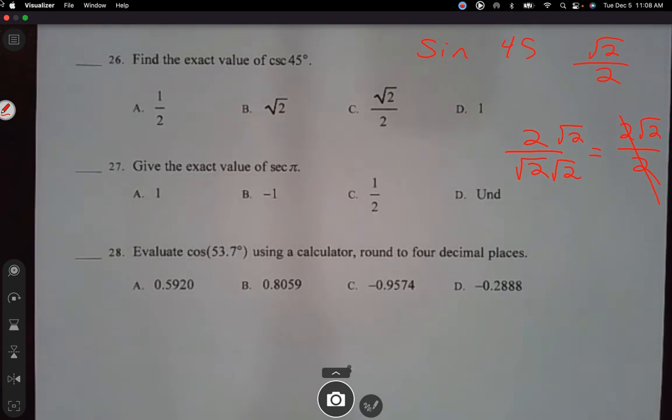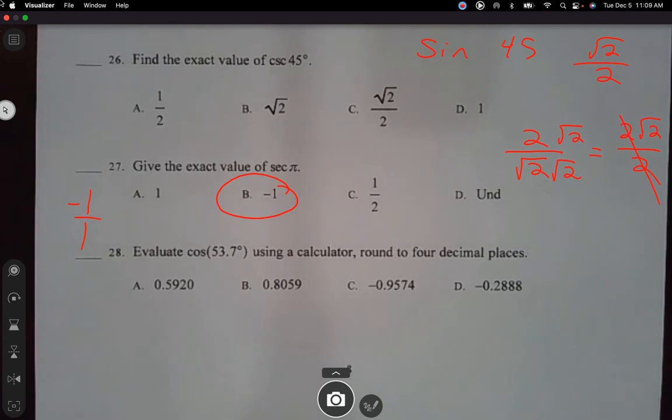Okay, so the secant is cosine. So what's the cosine of pi? It's -1. Now flip it. Pi is 180, so it's -1. Okay, so if you flip that, it's -1 over 1. Now flip it. What is that going to be? 1 over -1. It's still -1.